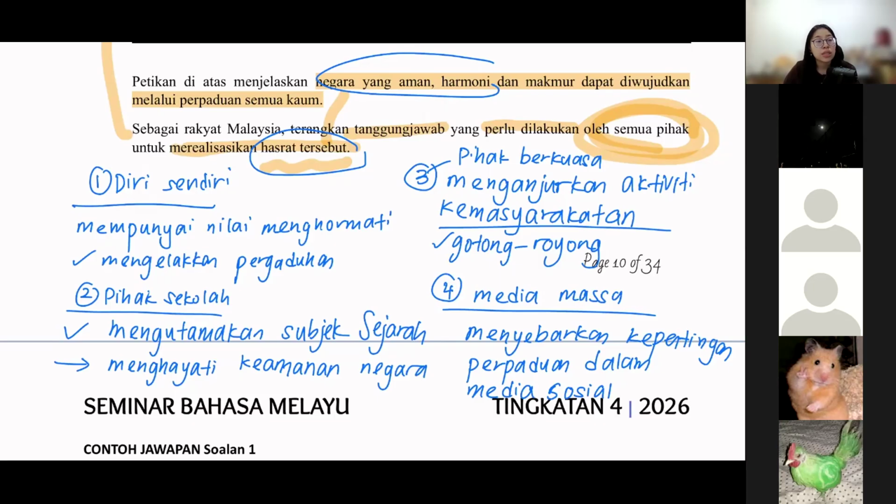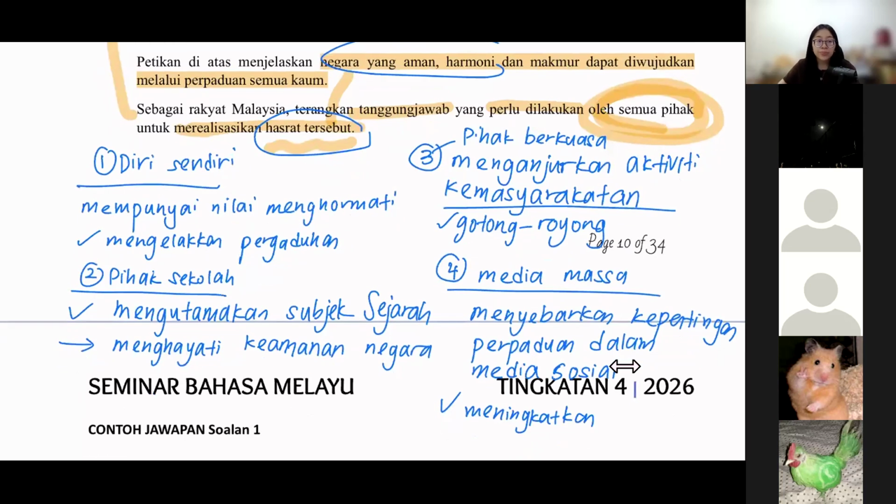Poster tentang kepentingan keamanan. You can write tentang kepentingan keamanan negara atau kepentingan perpaduan. I will write perpaduan because to meningkatkan kesedaran, to increase their awareness, so that they know, oh, actually, unity is very important. And they will take care so that the effect, you can say, dapat menjamin negara yang aman. Okay? Meningkatkan kesedaran, which is like increase the awareness.